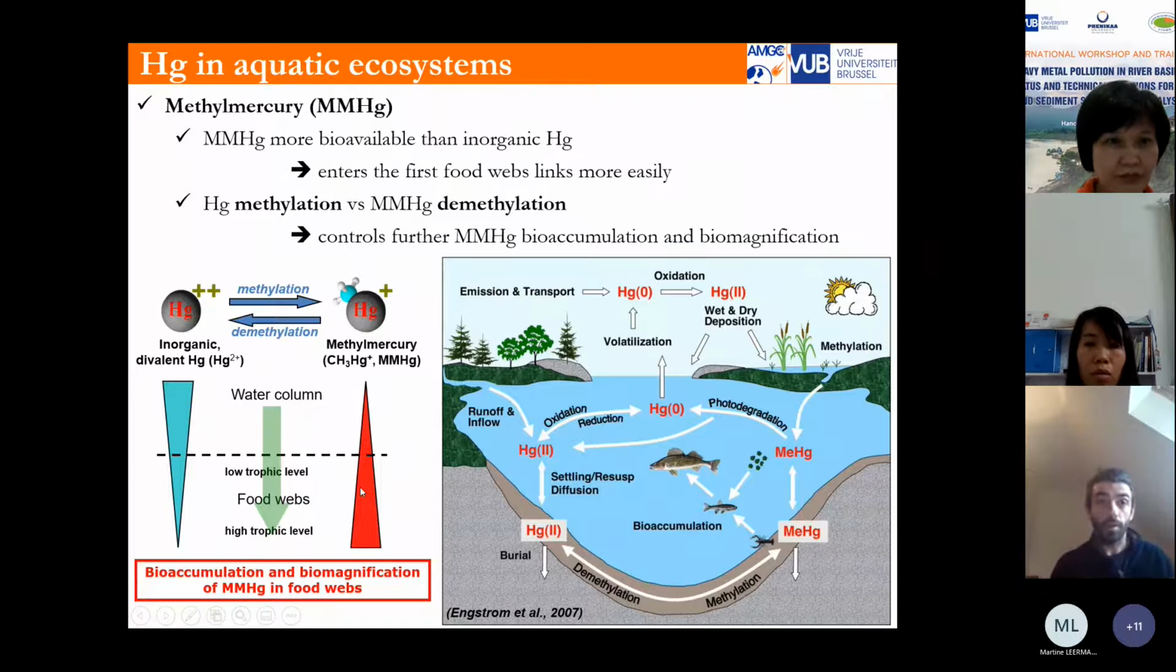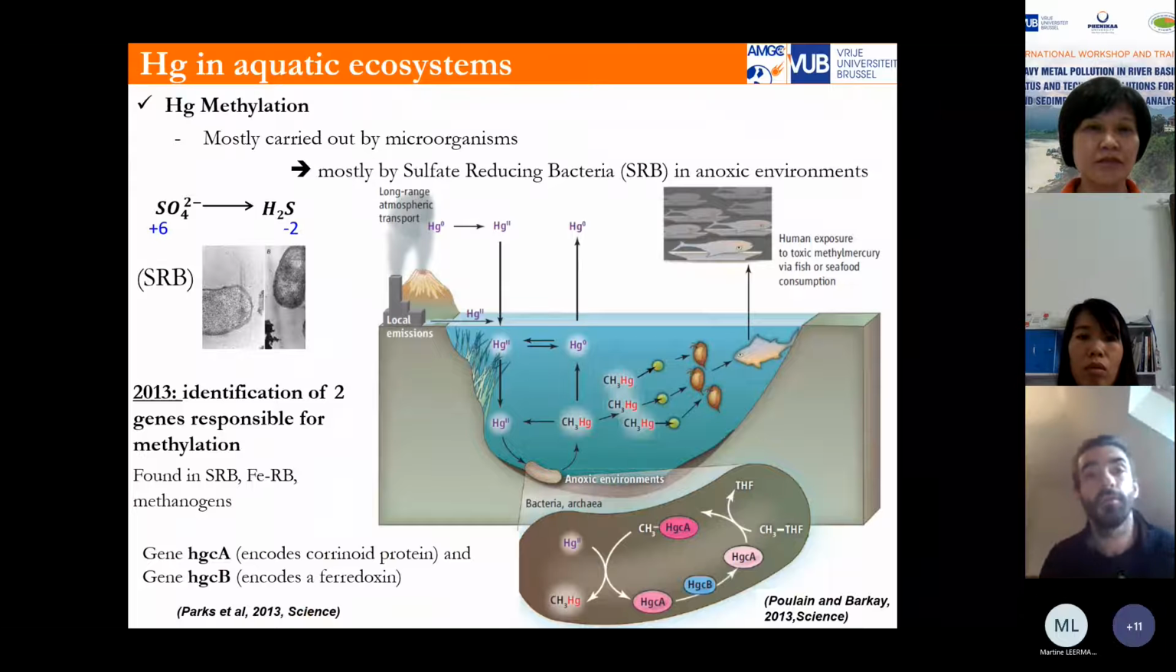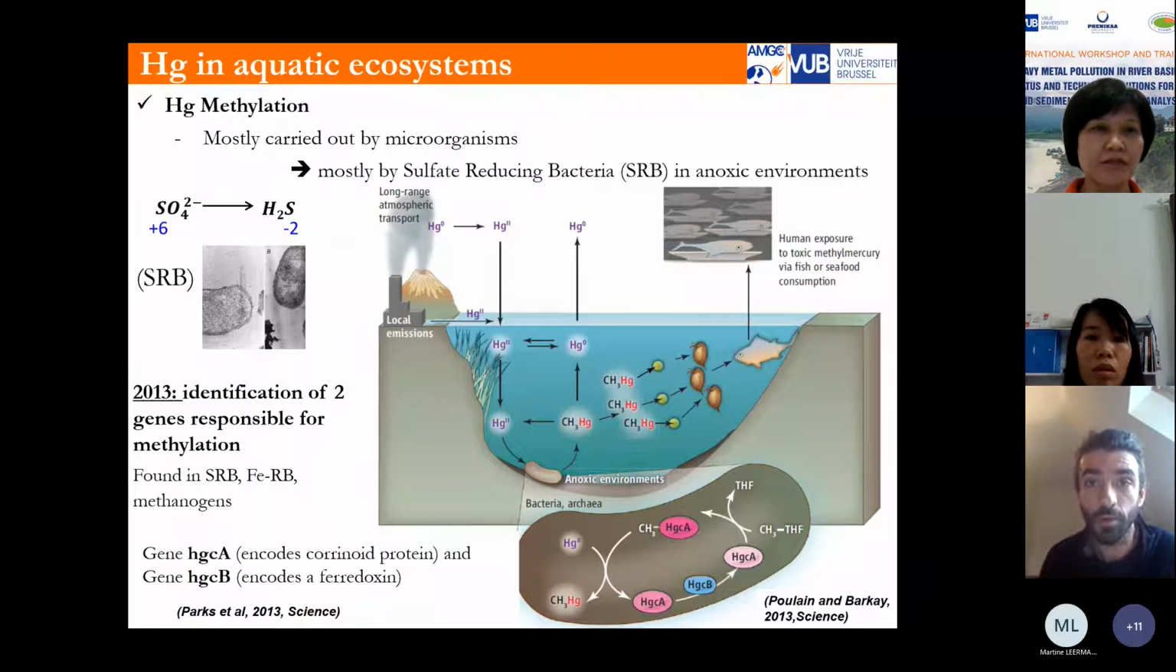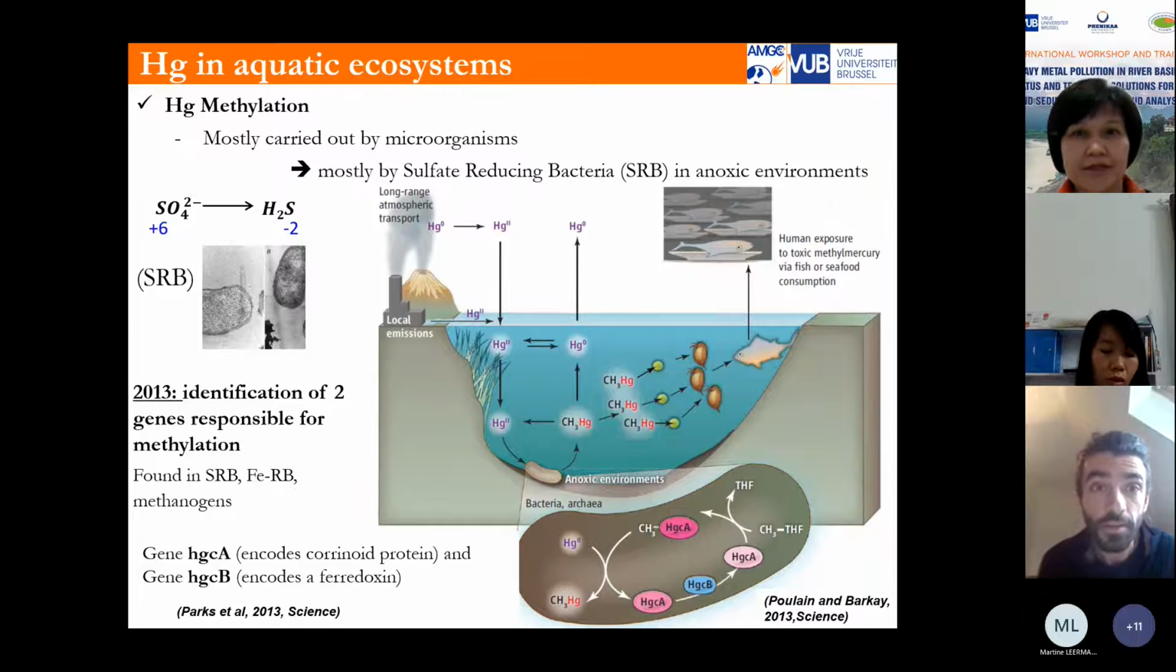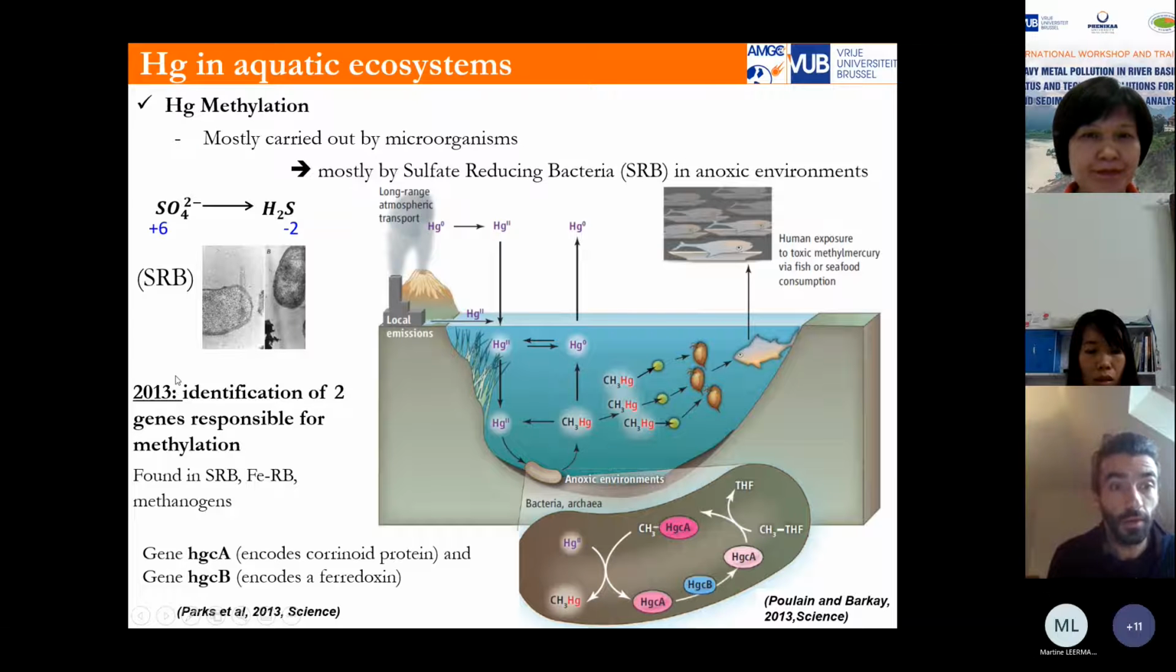So methylation is mostly done by microorganisms in anoxic environments, and it's been proved that it's done mostly by sulfate-reducing bacteria, but it can also be done by some archaea or iron-reducing bacteria. Even if it has been known since the beginning of the 80s that sulfate-reducing bacteria are the main methyl mercury producers in waters, only in 2013 did people identify the two genes that are responsible for methylation, because before it was not known if it was accidental or not. And so it was the work of Parks et al. in 2013, and they identified two genes from a certain bacteria that are able to methylate mercury.